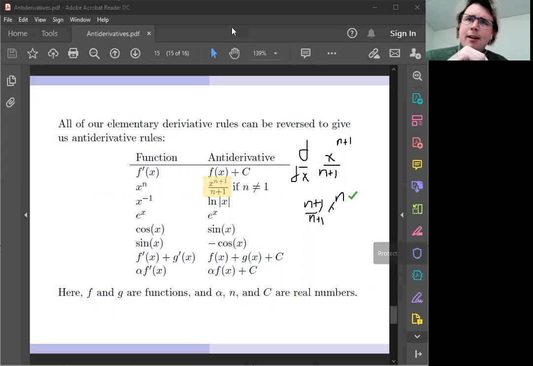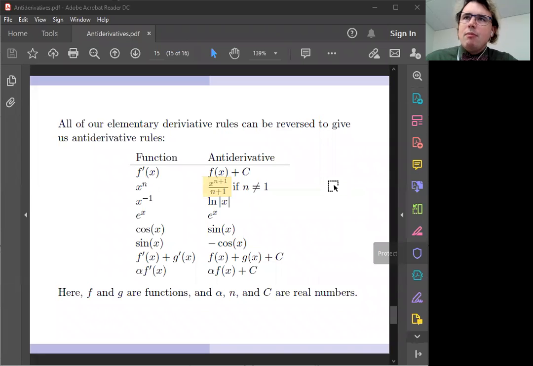So this antiderivative formula will only make sense as long as the denominator in the formula is not 0. I'm still not allowed to divide by 0. Darn. Okay, so this antiderivative formula tells me the antiderivative of x to the power n so long as n is not equal to -1. That's the only time this formula will not work. Okay, well, let's keep going.